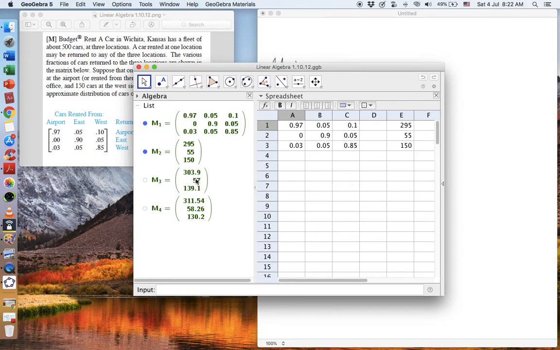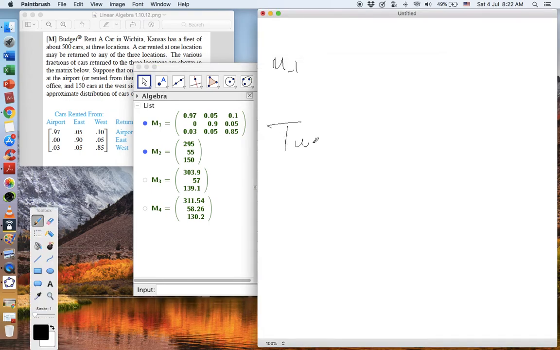Tuesday, we're going to just round up and round down. 304 plus 57 plus 139 is equal to 500. And then we're going to multiply M3 by M1 again. Tuesday is equal to 304, 57, and 139. 304 plus 57 is 361, plus 139 is 500. And then we're going to multiply that back by our M1, and we get Wednesday.